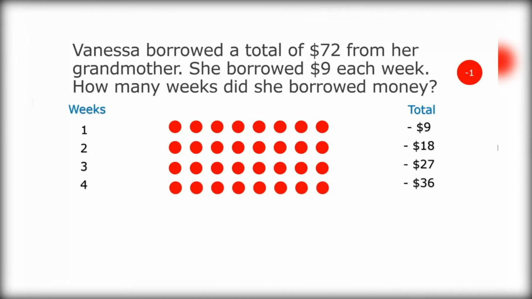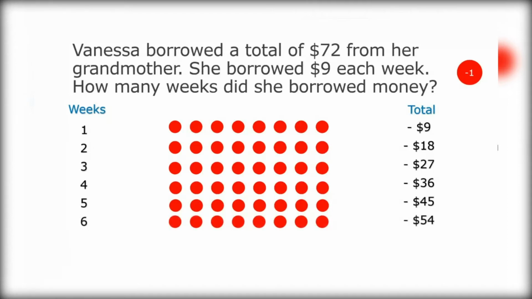Fourth week, she borrowed another $9, and now she borrowed a total of $36. She keeps borrowing on the fifth week, and now she has $45 in total. Sixth week, she borrows another 9, and now she brings her total to -$54. Seventh week, she is $9 again, and now her total is $63.